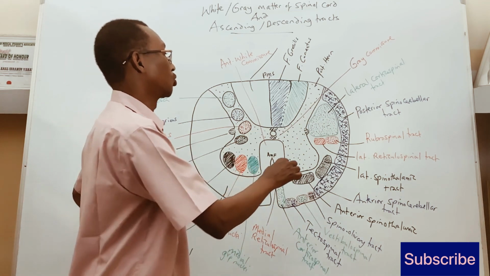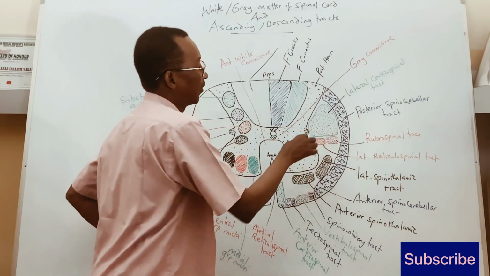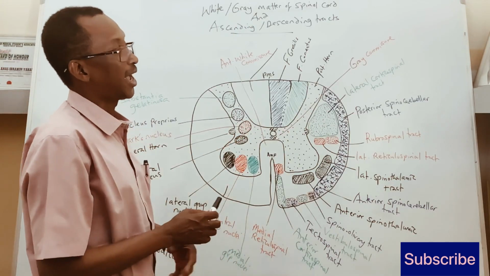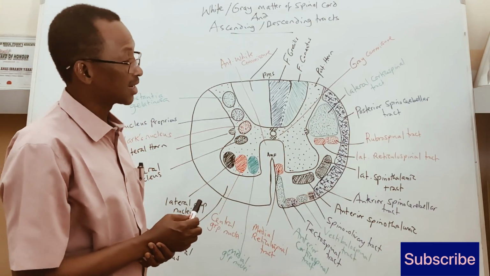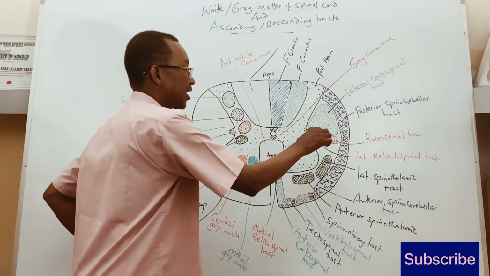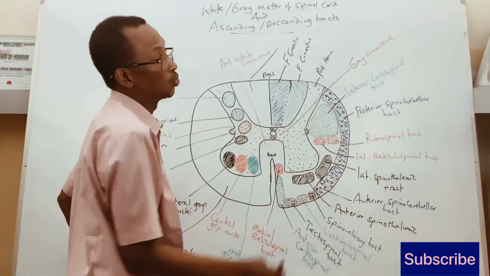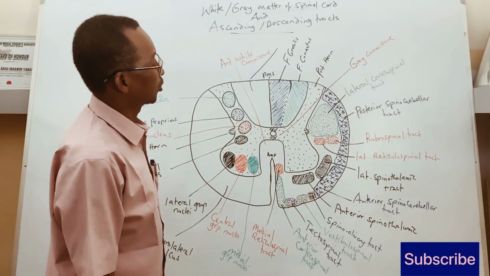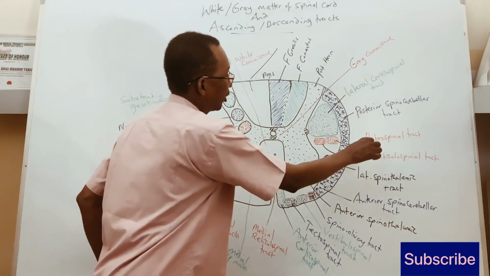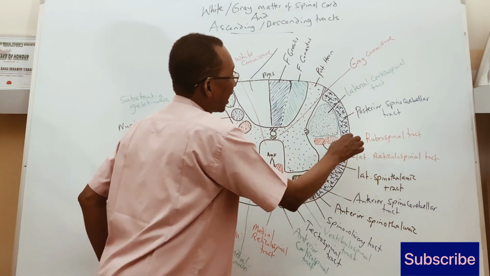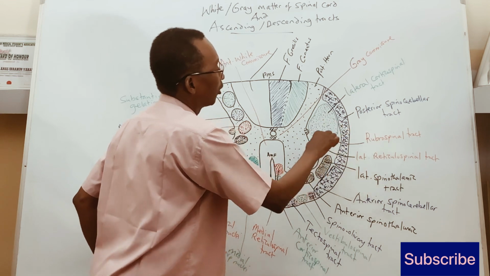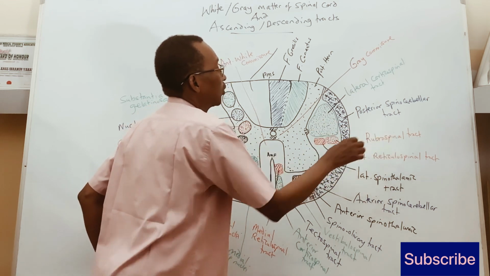So there are also two important tracts, and these two important tracts are known as extrapyramidal tracts. These extrapyramidal tracts, lying anterior to the lateral corticospinal tract, are the rubrospinal tract, and lying lateral to the other one, the lateral reticulospinal tract.